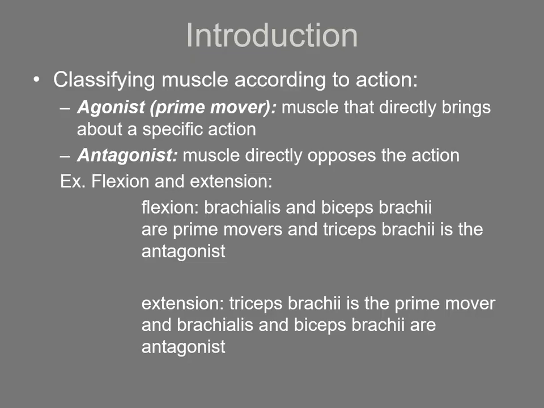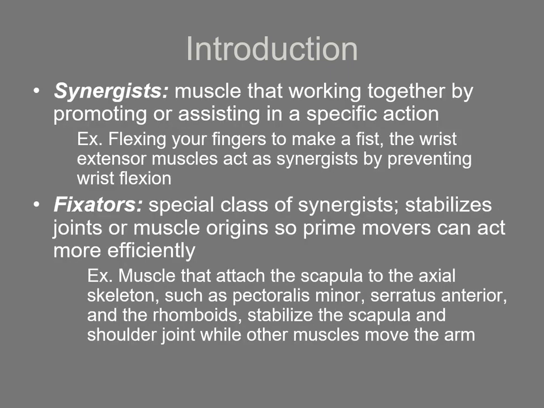So we refer to one as the prime mover or the agonist, and the other one is the antagonist because it's opposing that movement. In reality, it's helping to make that movement smoother. Now, sometimes you have muscles that work together as groups, and we refer to these as synergists and fixators. They help to stabilize the joint, and stabilize where the muscle is originating from, so that the prime mover can move much more efficiently.